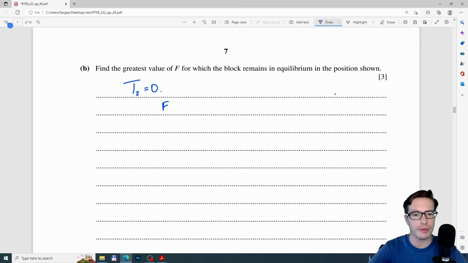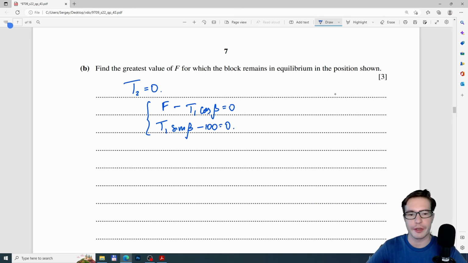So on the x-axis we'll have F minus T1 cosine beta still equals 0. And then on the y-axis we've got T1 times sine beta minus 100 equals 0. Now let's substitute cosine beta and sine beta into these equations. So we get F minus 4 T1 over 5 equals 0. And the second will be 3 over 5 T1 minus 100, again equals 0.